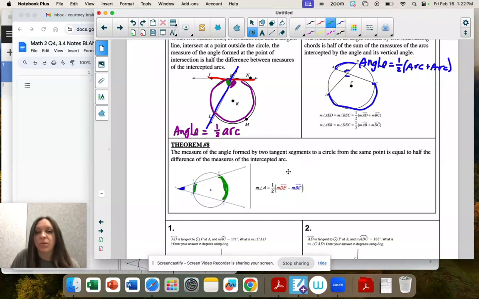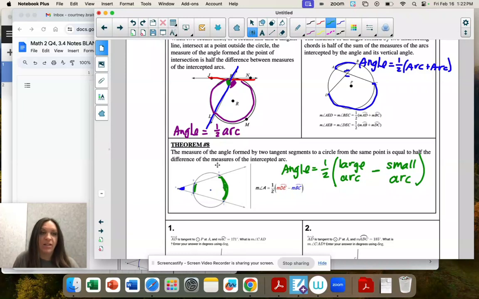So here's a formula I like to write: that exterior angle is 1/2, and there's a larger arc that's on the outside, and we subtract the smaller arc closer to the angle. So we subtract those two lengths and then times by 1/2, and that is the degree of our angle on the outside of the circle.